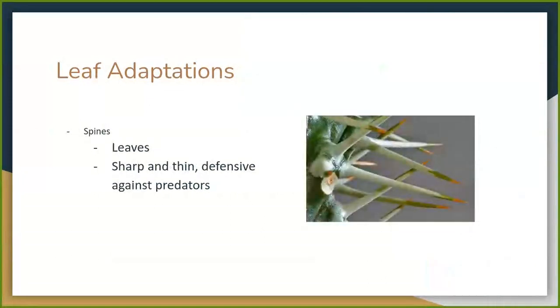Another leaf adaptation is spines. If you think about cactuses, spines in the cactus. An example of such cacti that have spines is the prickly pear. Their leaves, and they also carry out photosynthesis. No, sorry. The photosynthesis is carried out by the green stem of the cactus, but these leaves, they're usually sharp and thin, and they're the main defense against predators.